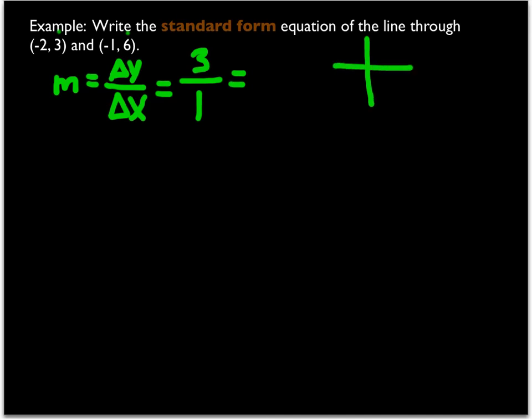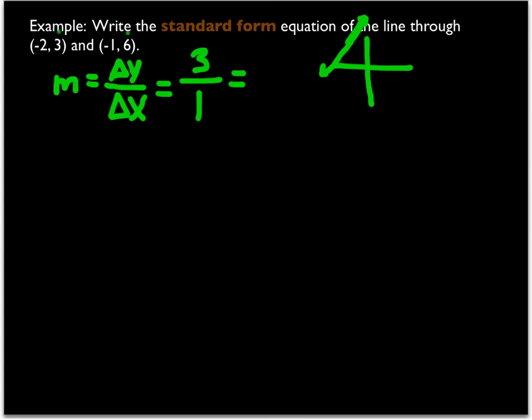Sometimes I like to just sketch these 2 points. -2, 3 is going to be about like that, and -1, 6 is like this. So line slopes upward like that, so it's going to be +3 for the slope. You could use a little bit different definition if you wanted, but this usually works out pretty good.